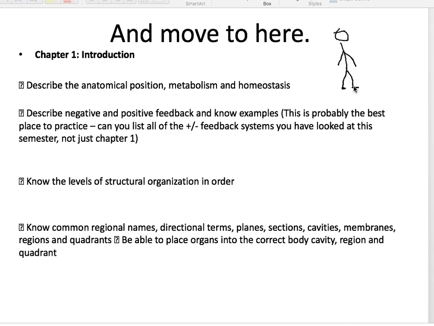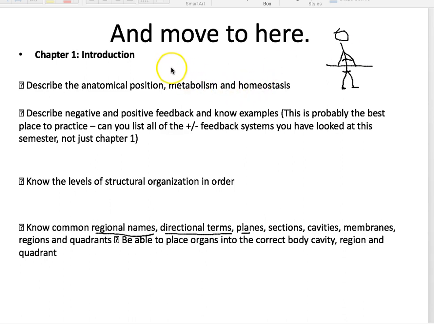Correct anatomical position. And immediately come down here, look at regional names. Directional terms, planes, sections. Once you have this in the correct anatomical position, be able to switch it around, cut it up. Can you tell me where the correct organ is inside which body cavity, region, and quadrant? Remember, the diaphragm is where we delineate the abdominopelvic cavity relative to the entire ventral cavity. All right.